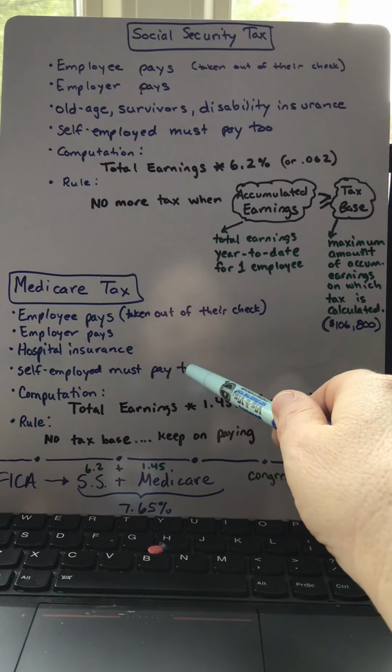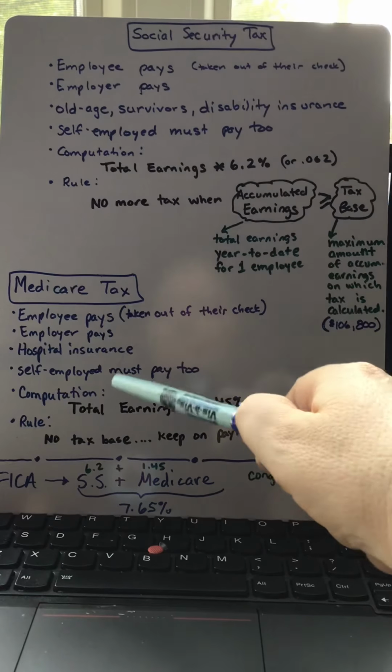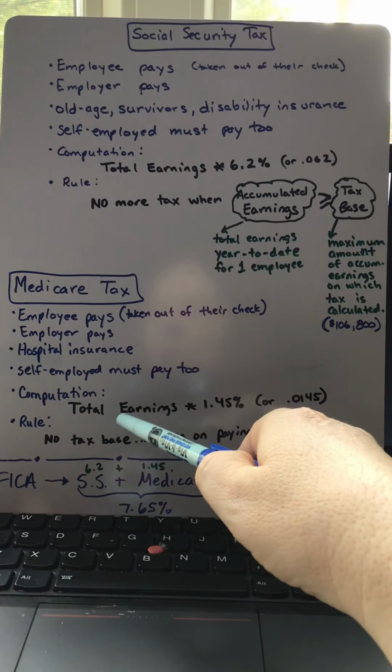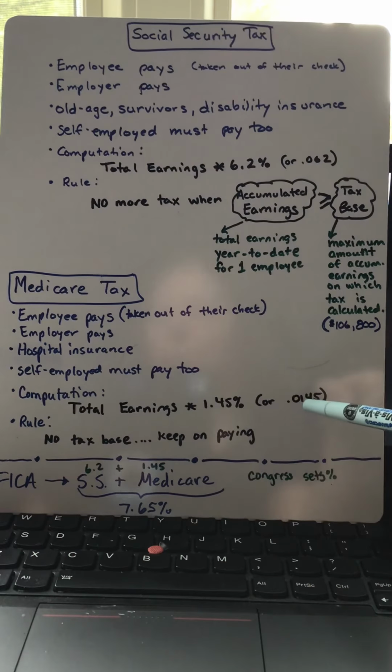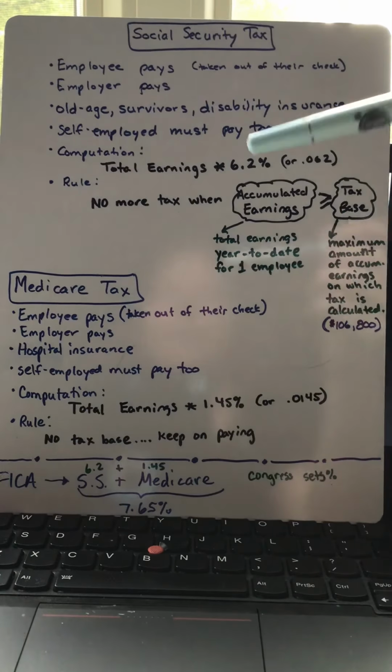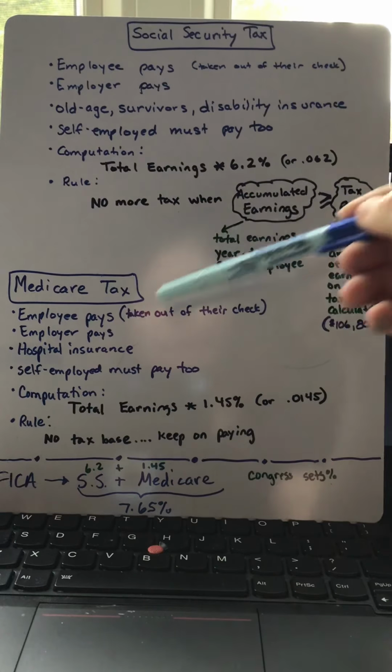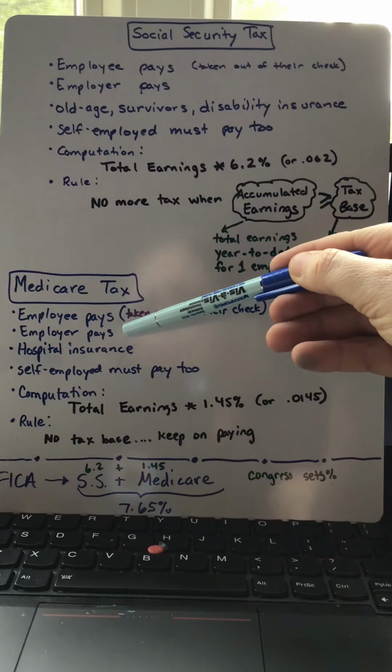Self-employed have to pay it also, similar to up there. And the computation is, again, total earnings times 1.45% or 0.0145 if you have a hard time on the calculator. So the rule for this one, no tax base involved, and you just keep on paying all year long at 1.45%.